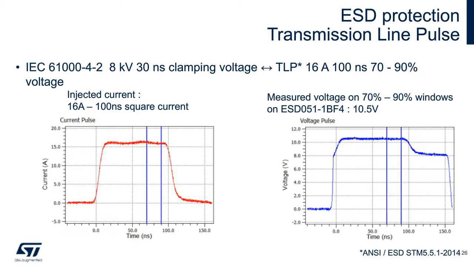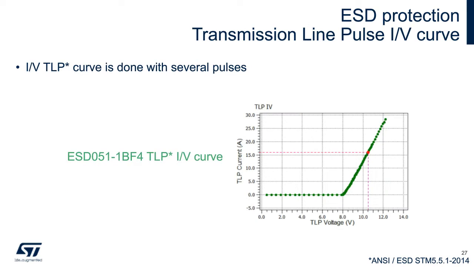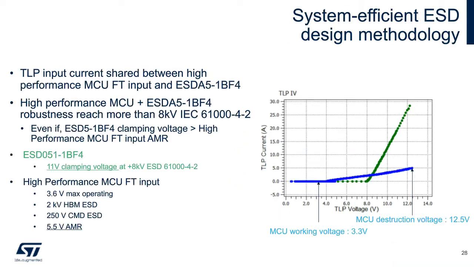With several pulses at various incident currents, it is possible to make a TLP IV curve. As example, ESD 051-1BF4 TLP IV curve is presented. On same graphic, a TLP IV curve of microcontroller input is plotted in blue.